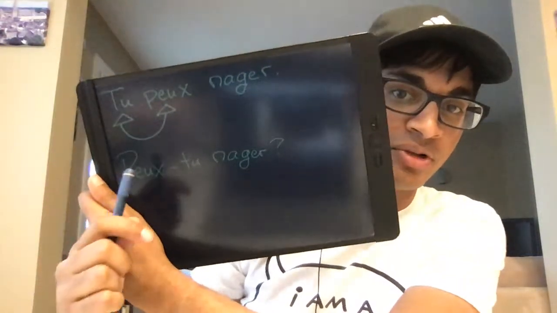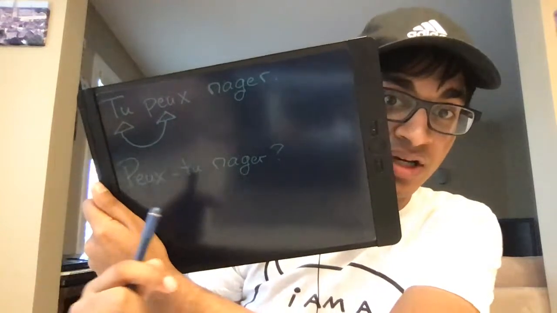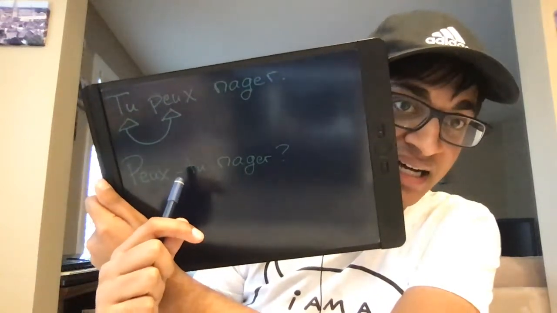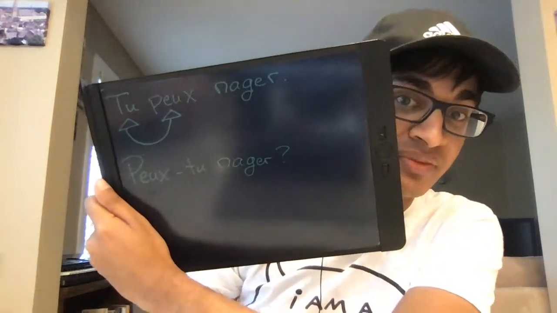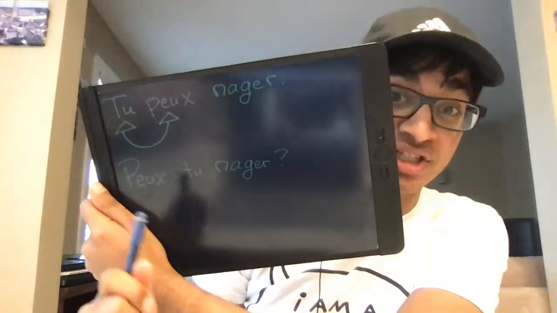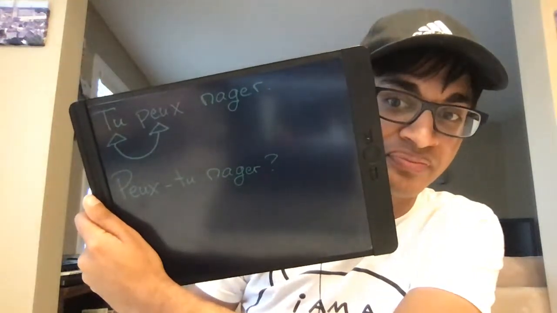We took the peux, we took the tu, we've swapped them. We've added a little dash in the middle. That dash is important, right? Peux-tu nager? It works beautifully in English. Can you swim? Amazingly easy.